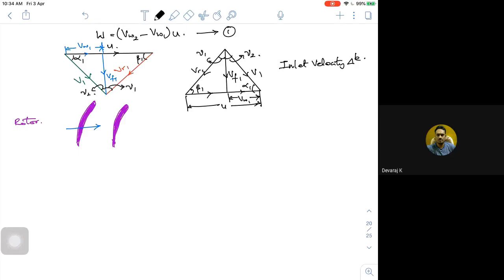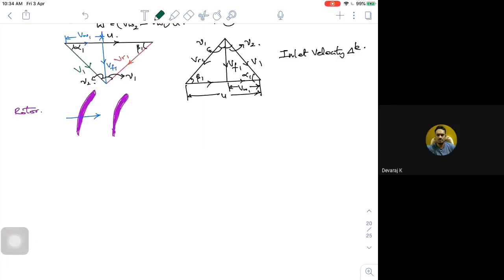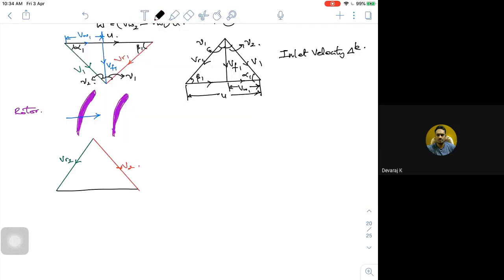So similarly, I can have the corresponding outlet triangle. What I can draw is the outlet velocity triangle, and it will be something like this. So something which is going out. So this will be my VR2, and this will be my V2, and I can close it with the corresponding U, and I can draw the components of the V2.